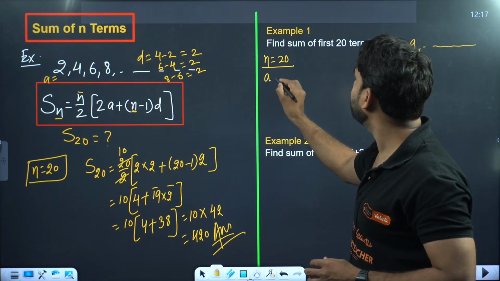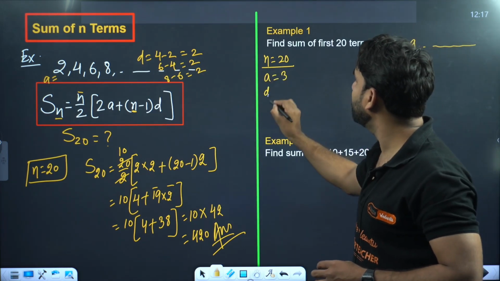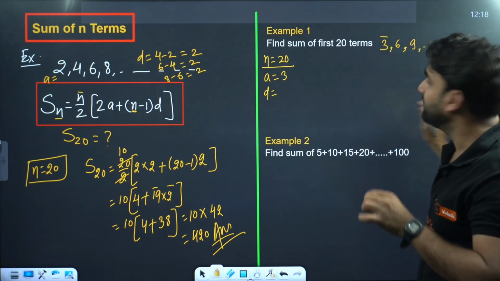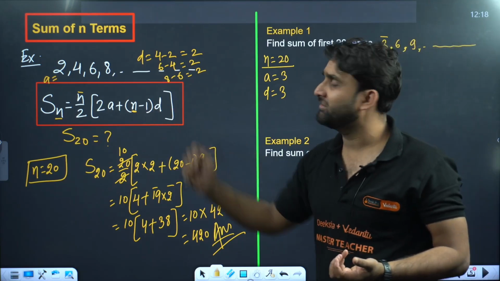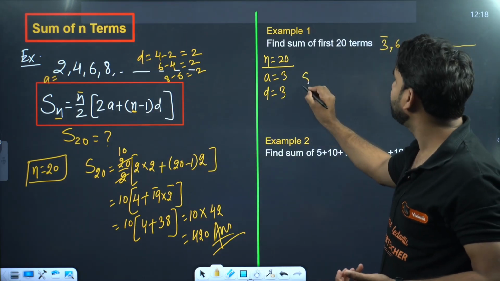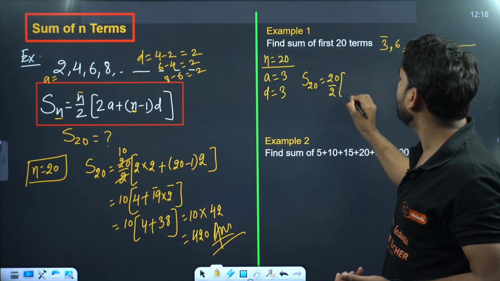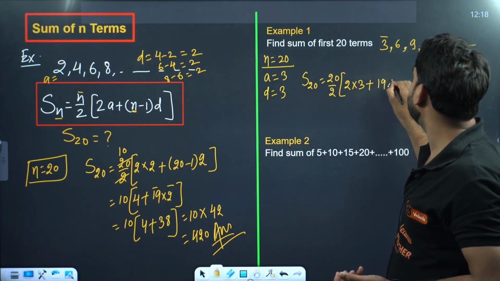What is A here? A is 3, so the first term is 3. What is D here, champion? D is the difference between these two or these two, right? So 6 minus 3 will be 3. Now you have everything that you require to use in this formula. So S20 will be equal to, again, 20 by 2, 2A, so 2 into 3 plus n minus 1.